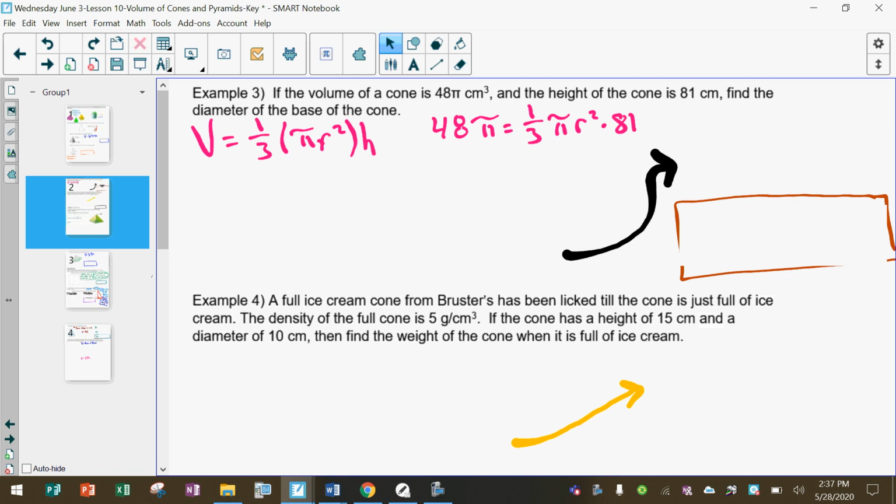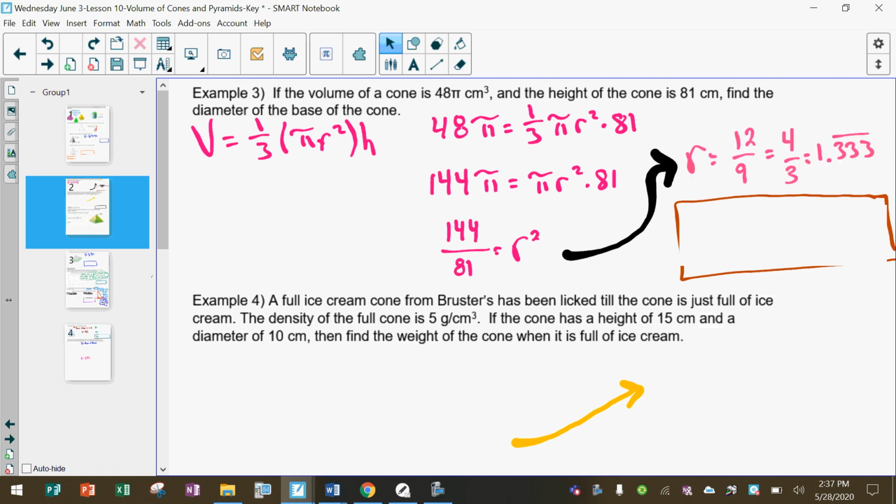I like to multiply times 3 to get rid of any fractions first. Then I can divide by 81 pi on both sides. Pi's will cancel out. So our radius squared is 144 over 81. Square root that, and we get our radius. Times 2, we get our diameter.